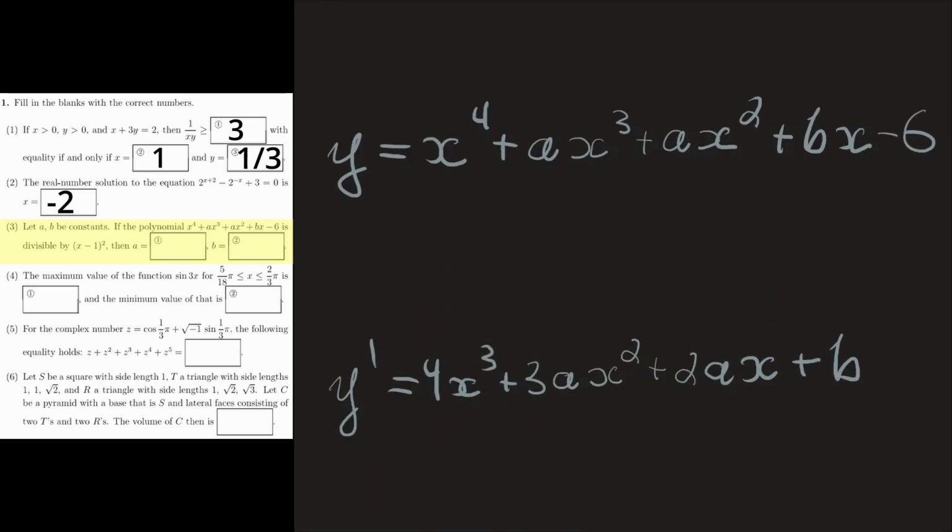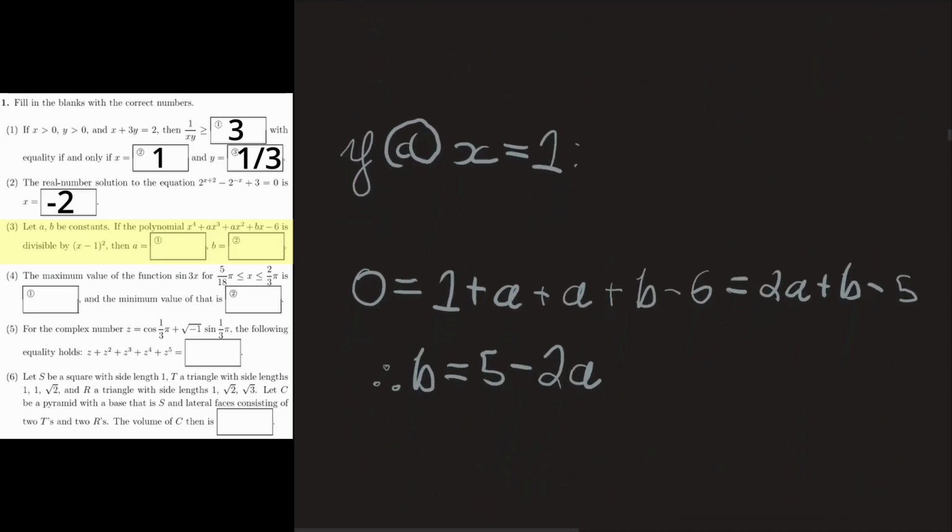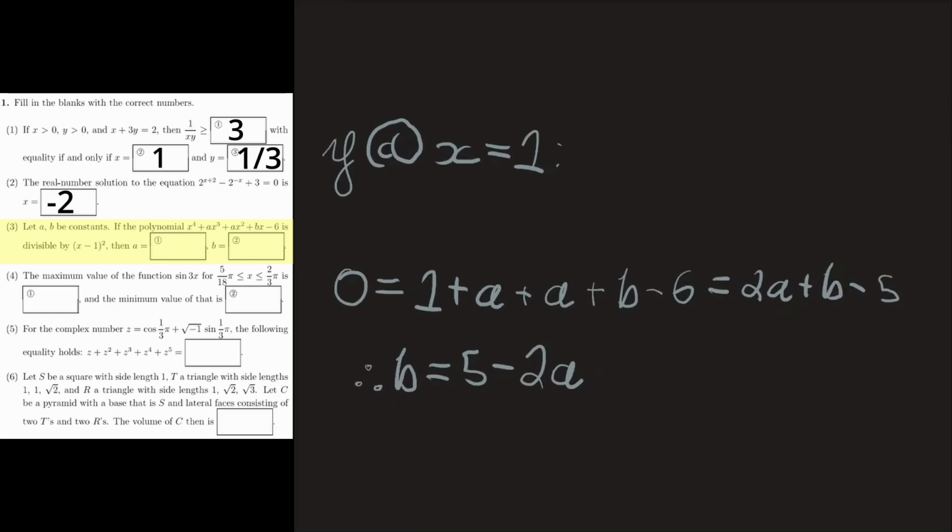We find that it's equal to 4x cubed plus 3ax squared plus 2ax plus b. And again, we know that both these equations equal 0 when x equals 1, since they are both divisible by x minus 1. So let's start by plugging x equals 1 into the equation. Let's do first just the regular equation. So x to the fourth is just 1, a times x cubed is just a, a times x squared is just a, b times x is just b, and minus 6. And so if we clean it up a little, we get that b equals 5 minus 2a.